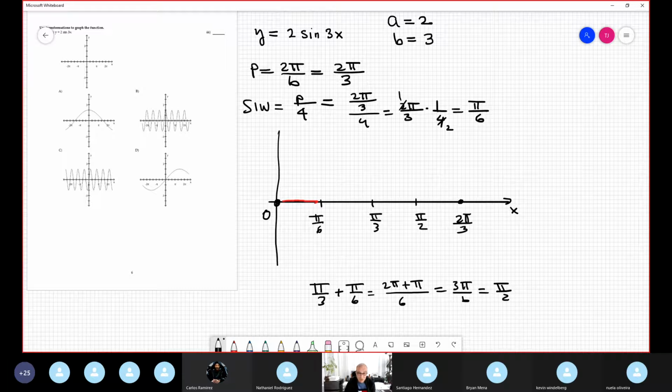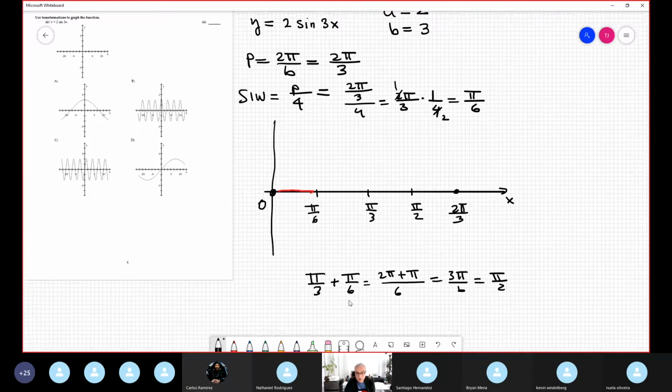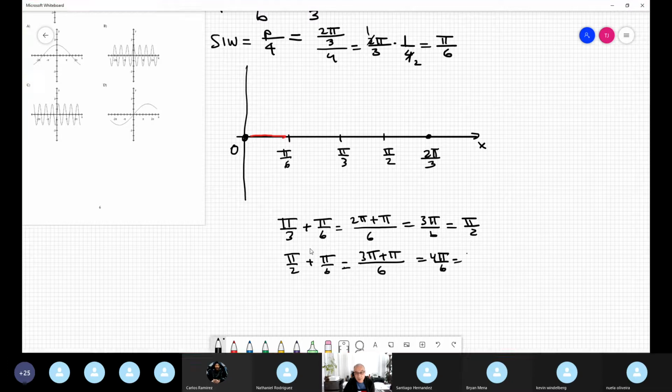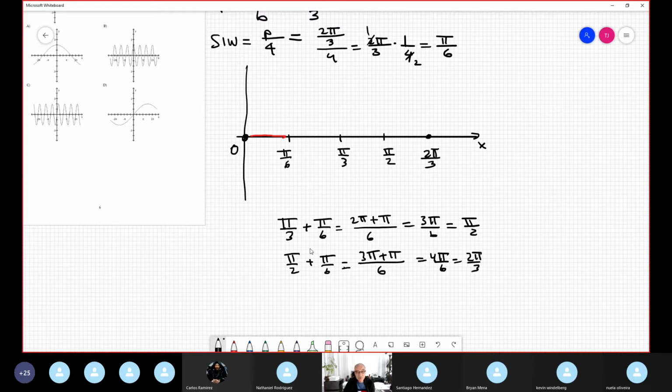I know the last one is 2 pi over 3, but out of curiosity, let me check: pi over 2 plus pi over 6. The LCD is 6, so 3 pi plus pi is 4 pi over 6. When you reduce to lowest terms, it's 2 pi over 3. Perfect. Confirmation that we are doing well.